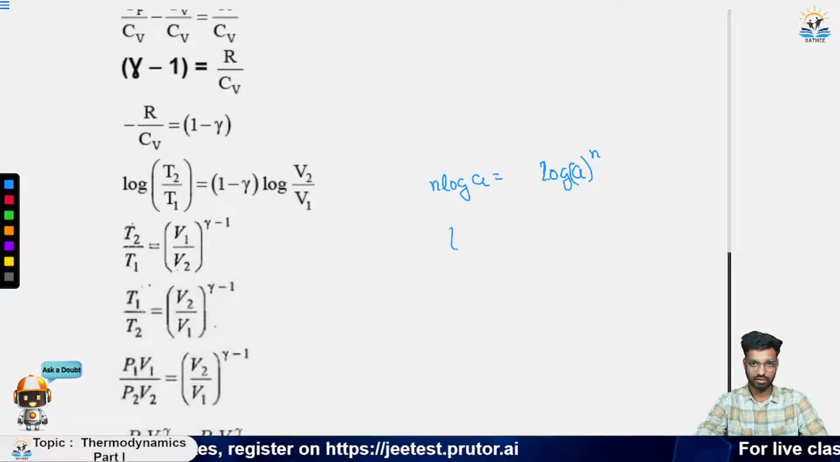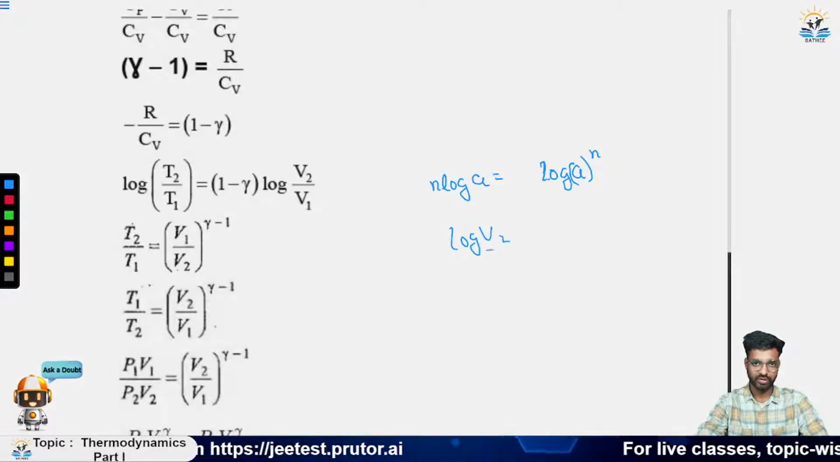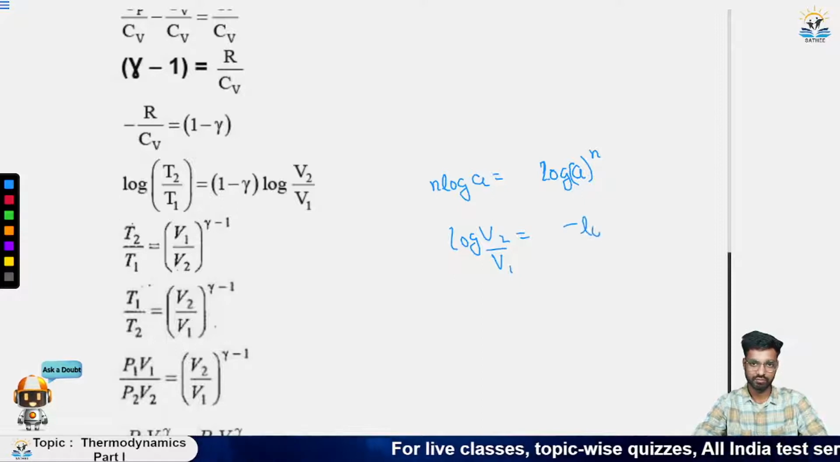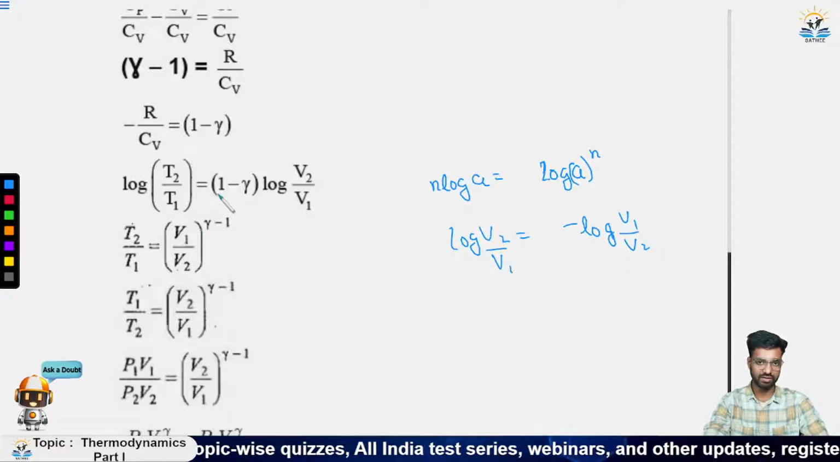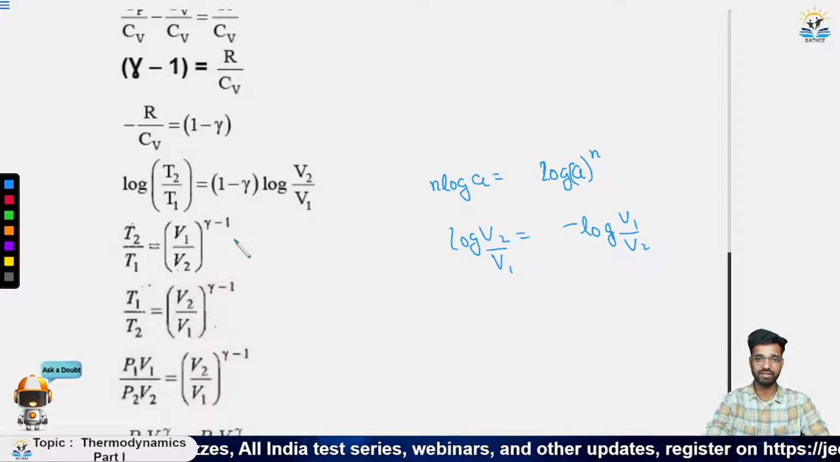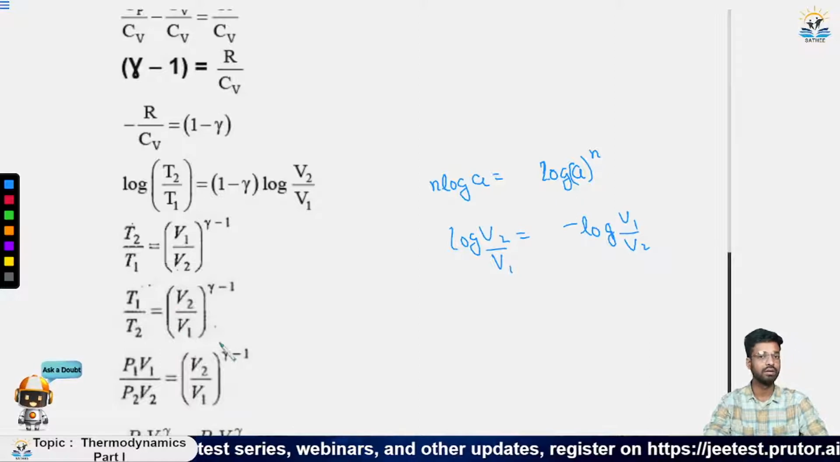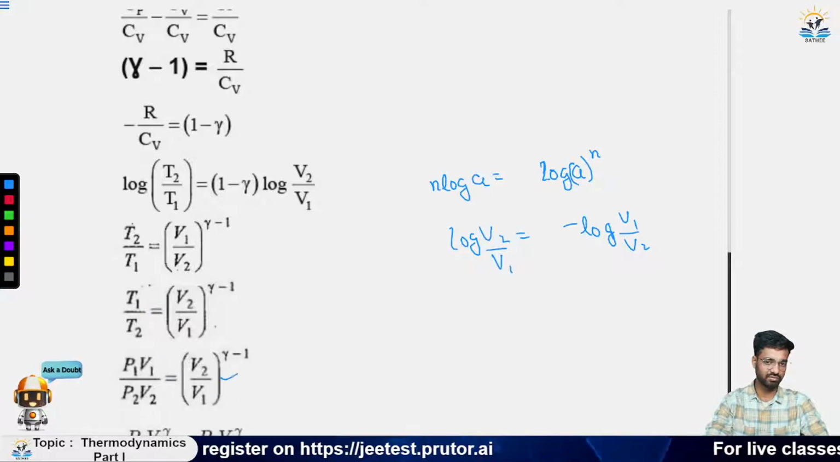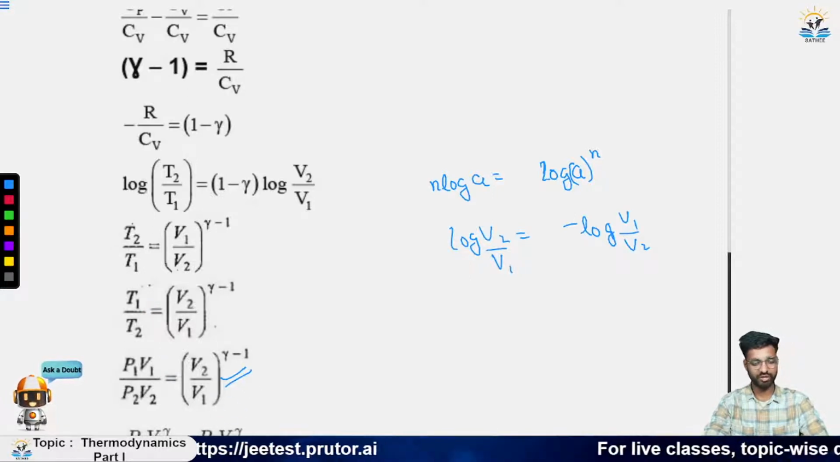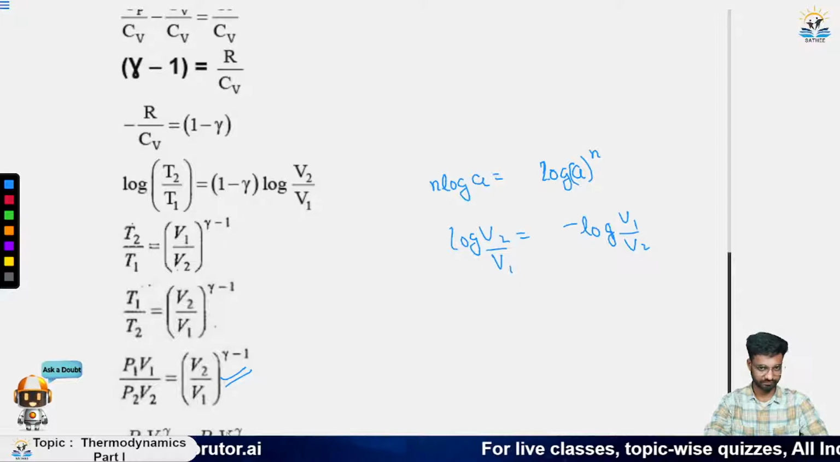Why? Because log V2 by V1 is equal to minus log V1 by V2. We know that. Now we take this minus sign outside, that will be gamma minus 1, and finally we get this equation. Now we again tumble it up and down. So this is the final formula: P1 V1 gamma is equal to P2 V2 gamma.